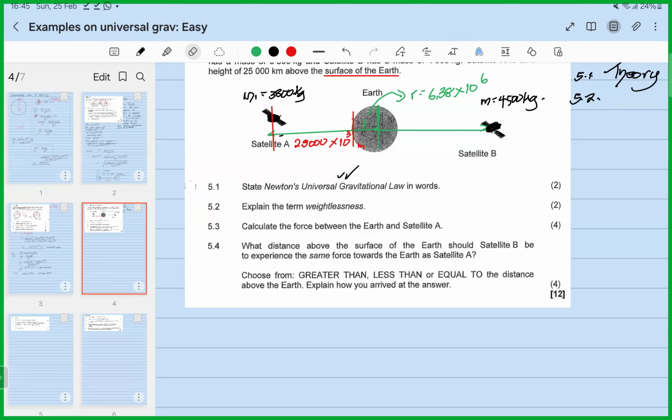So, weightlessness: the net gravitational force on an object is zero.